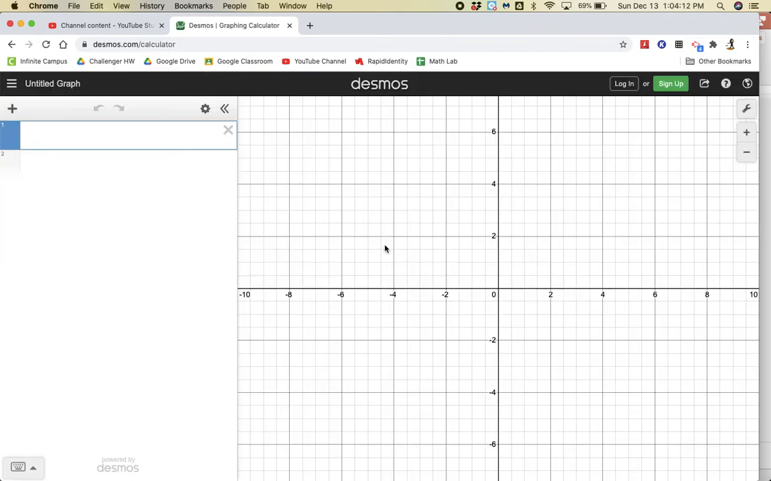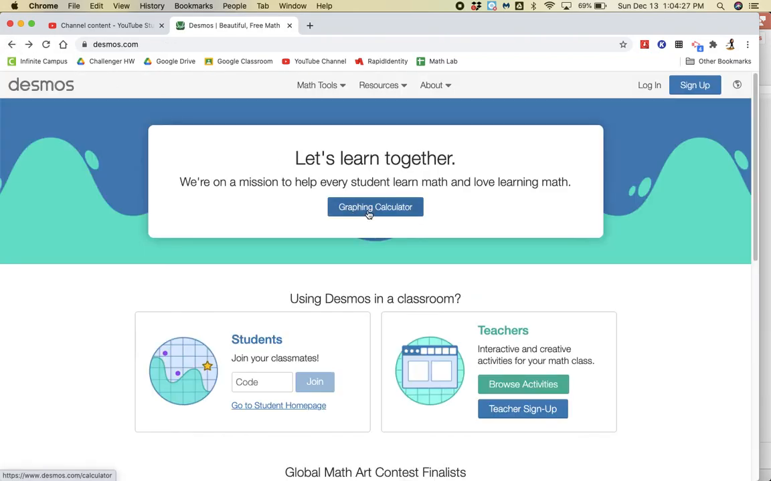And the first thing you're going to do when you're in Desmos is click the plus sign in this upper left corner. We're just going to desmos.com. This is not a pre-made activity that I made. You're just going to go to desmos.com, as I just did, and click Graphing Calculator.